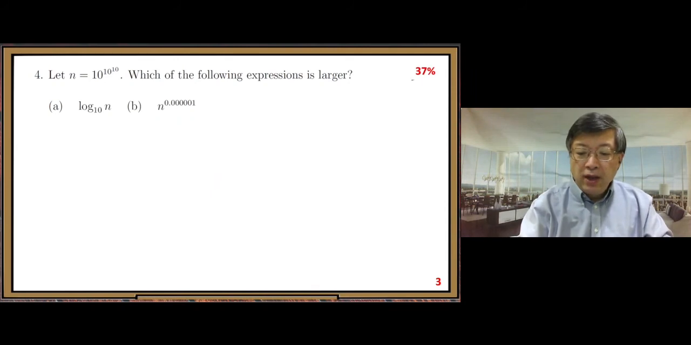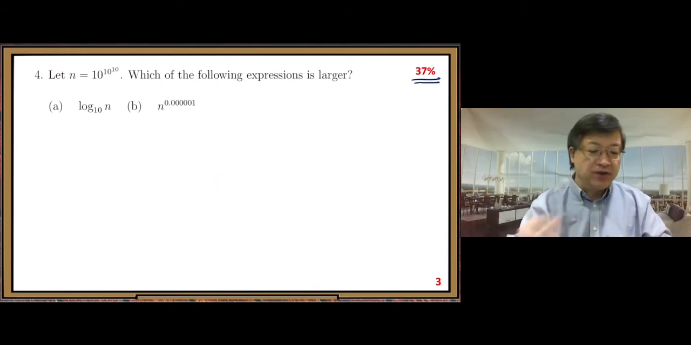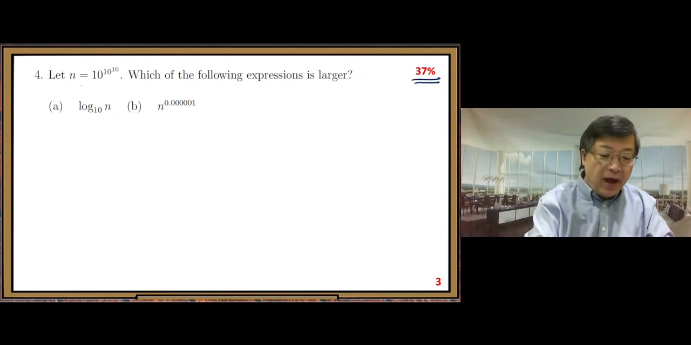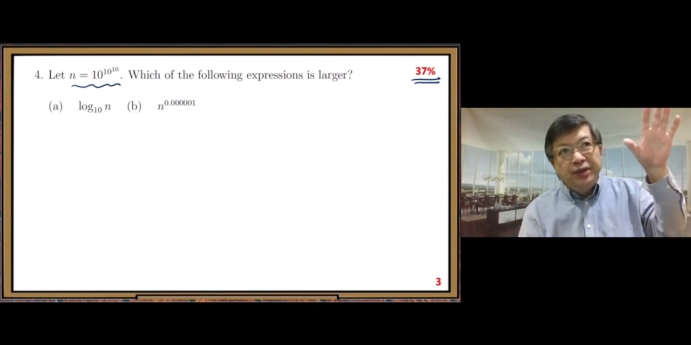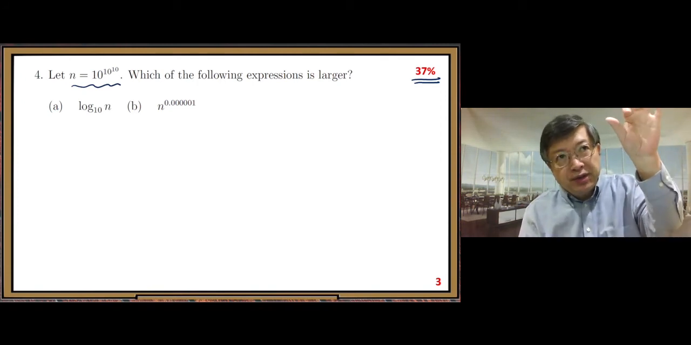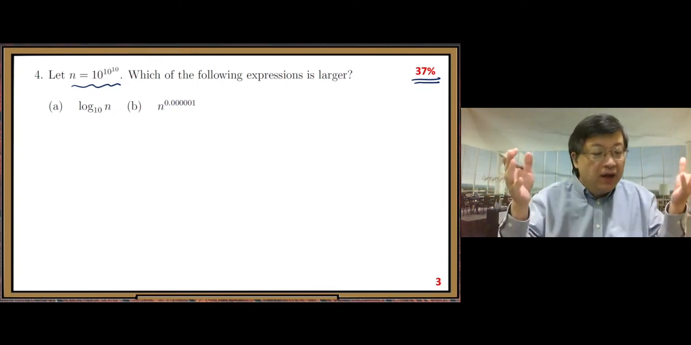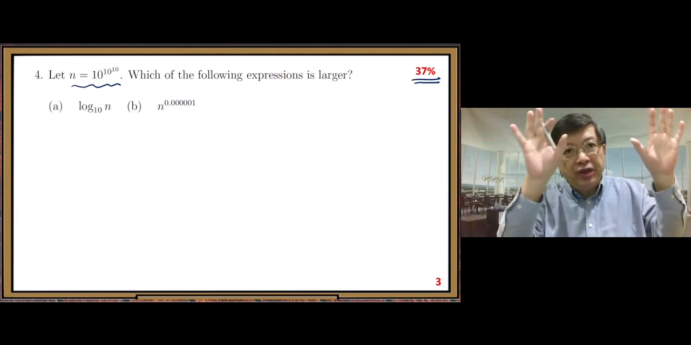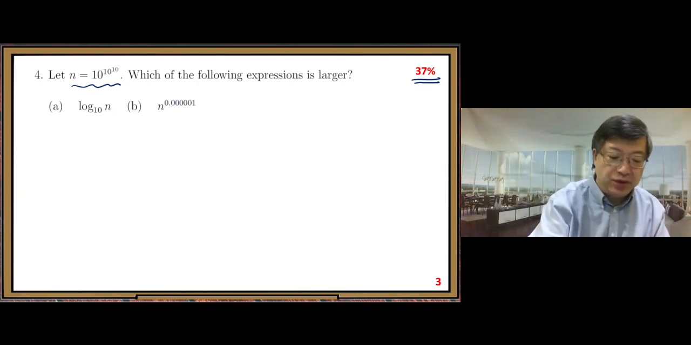This one, 37% of you missed this question. All right. Here, n is given in this way. Now you need to use this special number as n. Then you simplify 2 expressions, expression A, expression B. So let me show you.